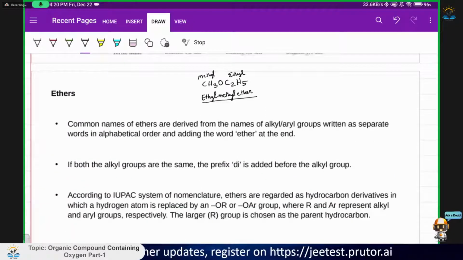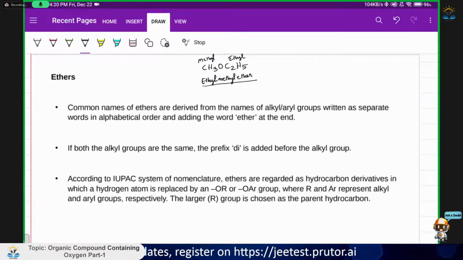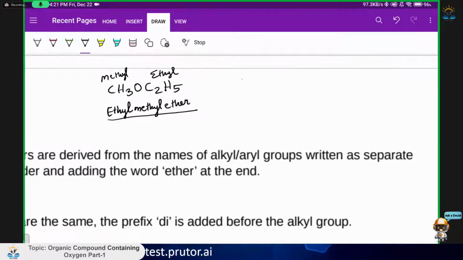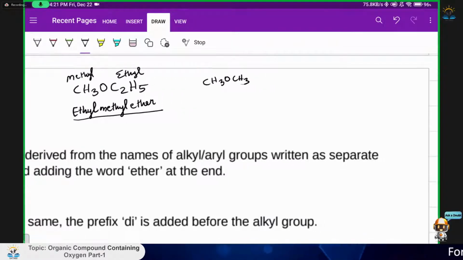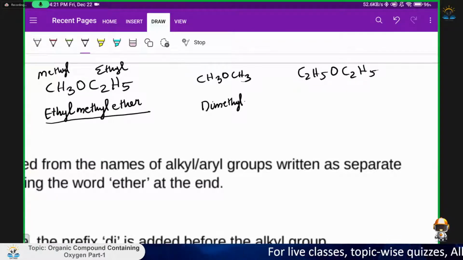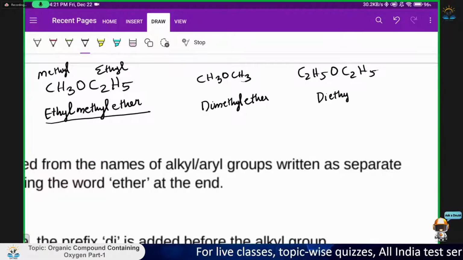Ethyl methyl ether. If both the alkyl groups are the same, the prefix di is added before the alkyl group. So on either side of the oxygen atom, we have the same group, for example CH3 and CH3, or C2H5 and C2H5. So we simply add di before the name. So here the name will be dimethyl ether.